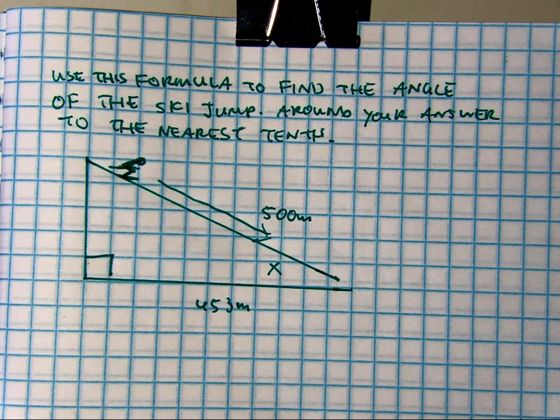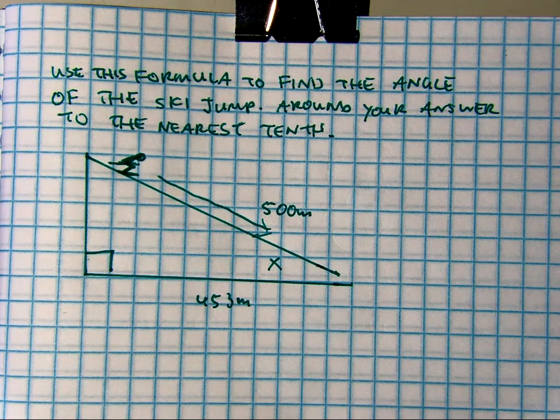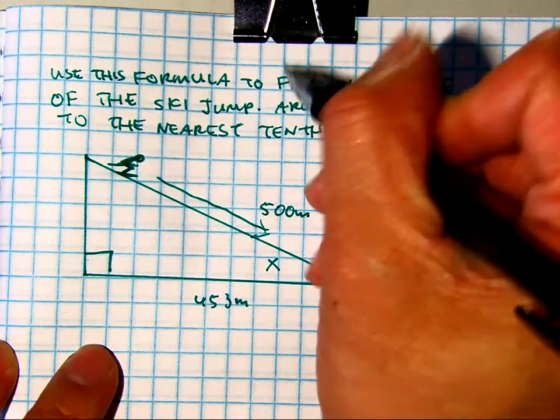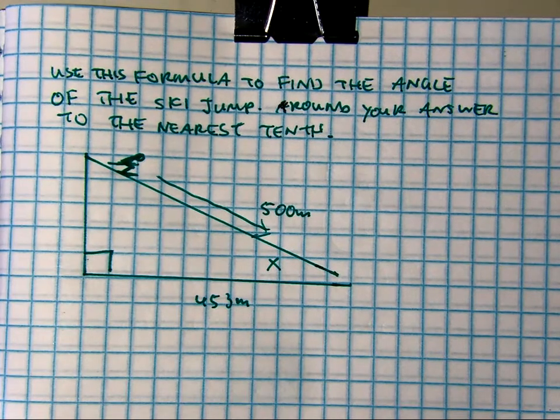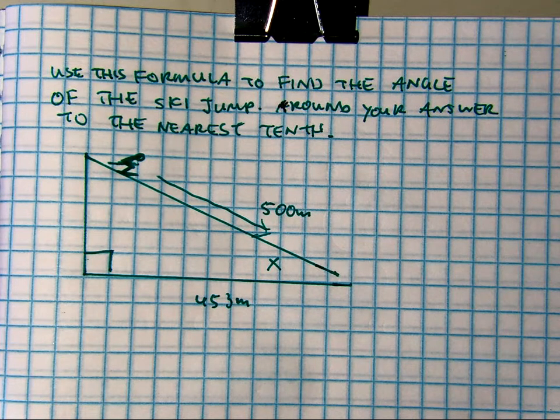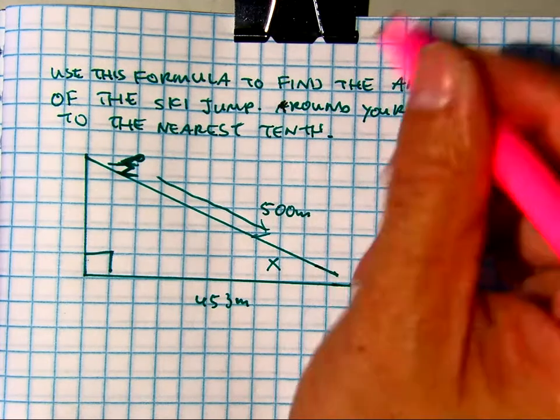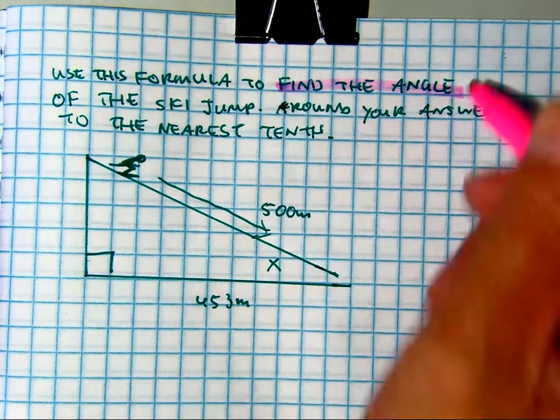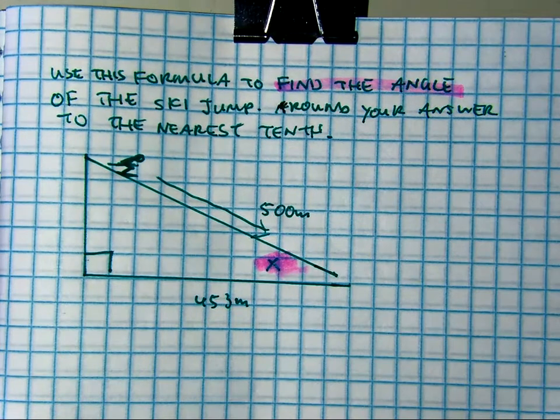Use this formula to find the angle of the ski jump. Round your answer to the nearest tenth. Put your finger at the unknown. Is that an angle or a side? How did you know that? It tells you, right? Find the angle, and it's also inside our triangle.